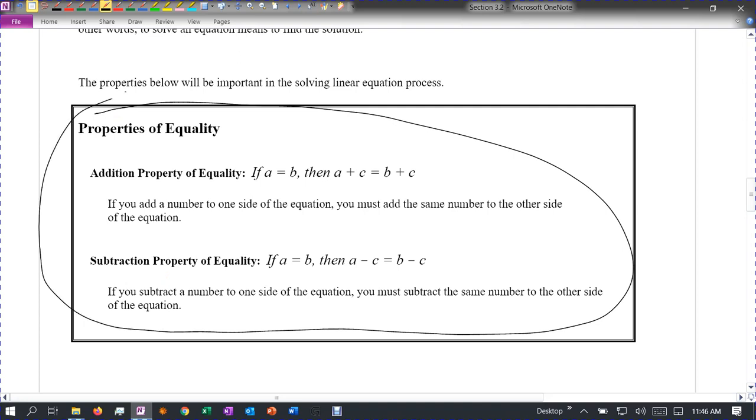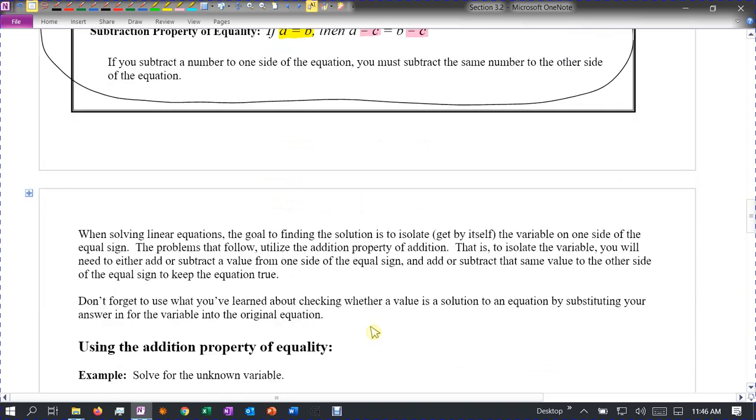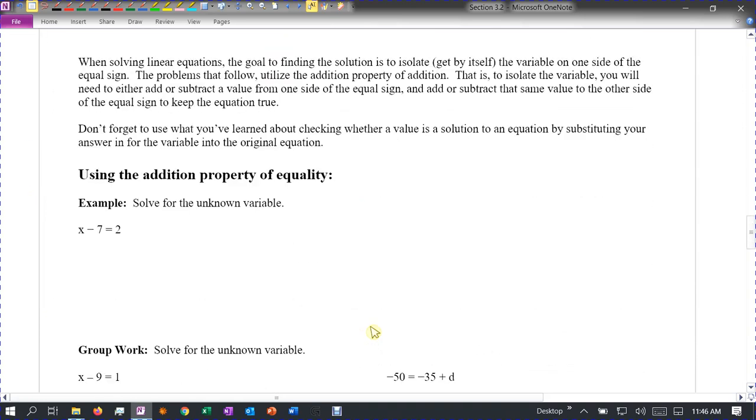What these properties say, the first one says, if you have an equation, then you can always add something to both sides of the equation. As long as you add it to both sides, the equation remains true. The second property says if you start with an equation, you are free to subtract a number from both sides of the equation and it will still remain true. So we don't change anything with the equation if we add or subtract things to both sides.